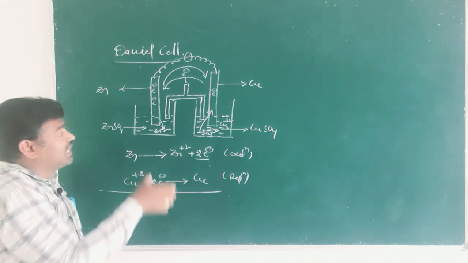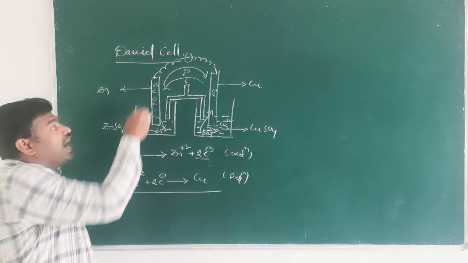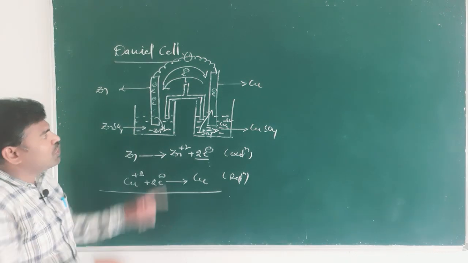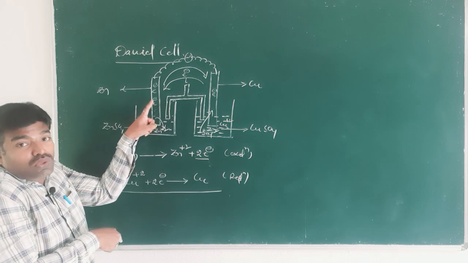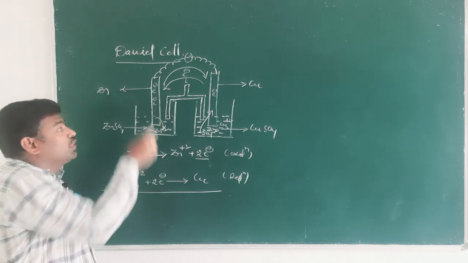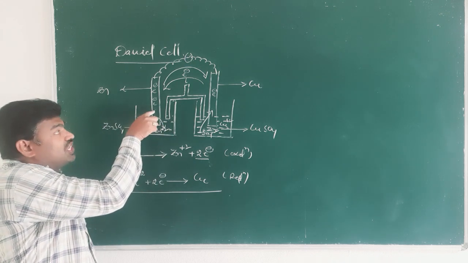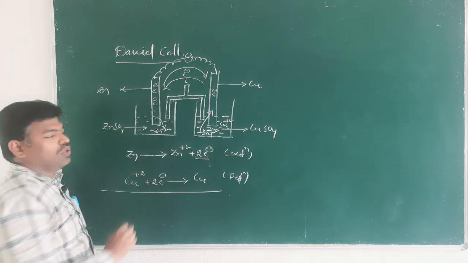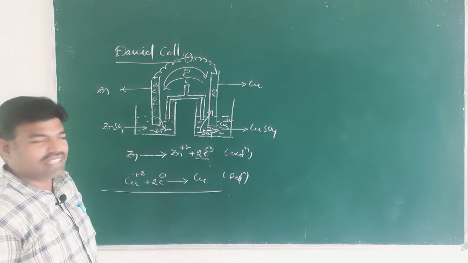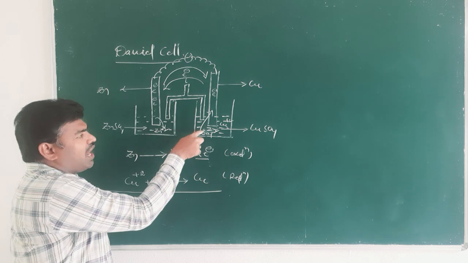Right? That means this solution acquires positive charge and this electrode acquires negative charge. So there is a negatively charged electrode and a positively charged solution. There exists a potential between this zinc electrode and this zinc sulfate solution, which is called oxidation potential.